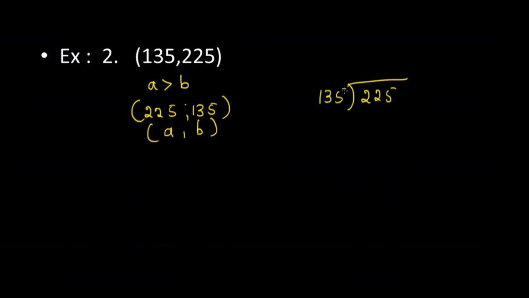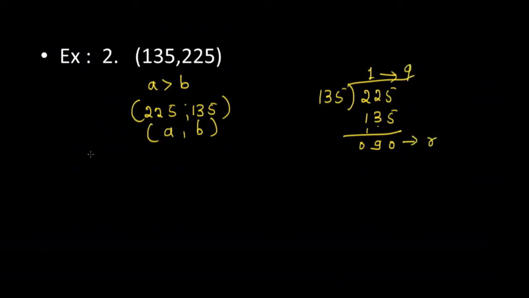135. If you divide that by 135, you will get only one. 135 ones are 135. So what is the remainder you will get here? 90. Okay, this is 225 minus 135, so 90. So you will get the quotient value as Q and the remainder value as R here.